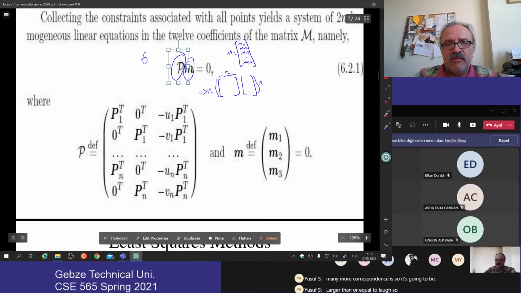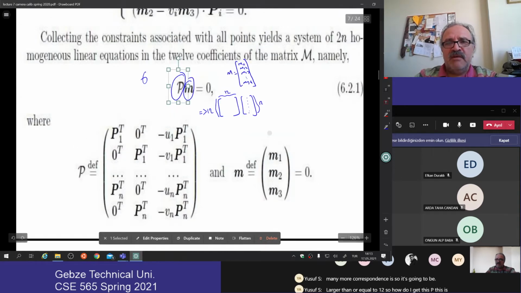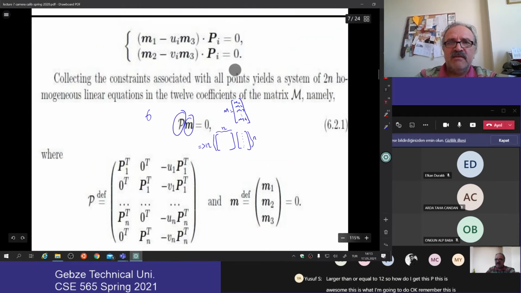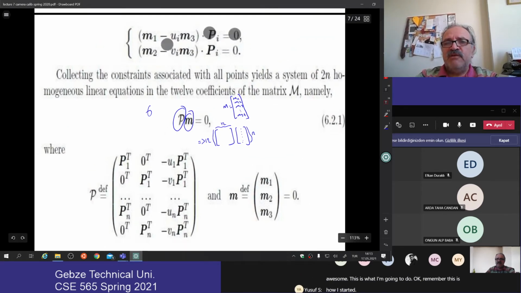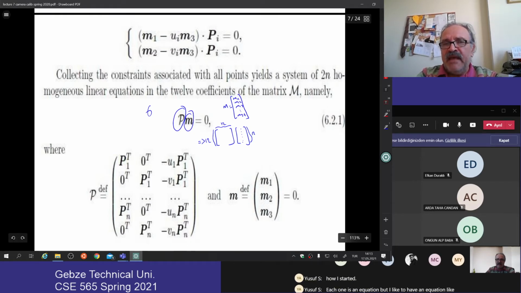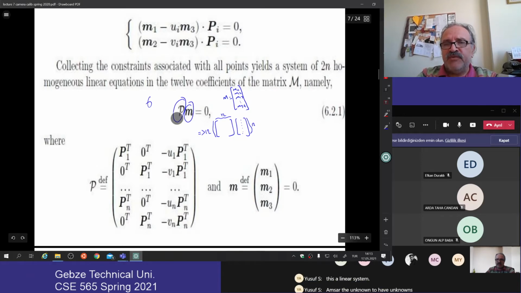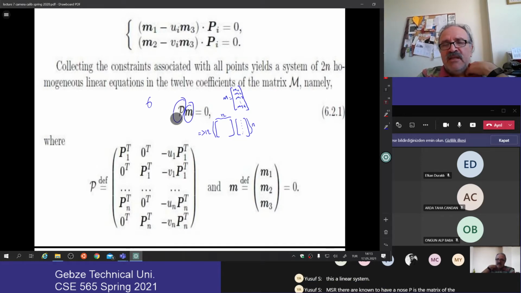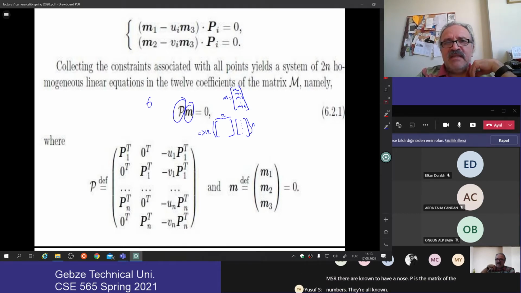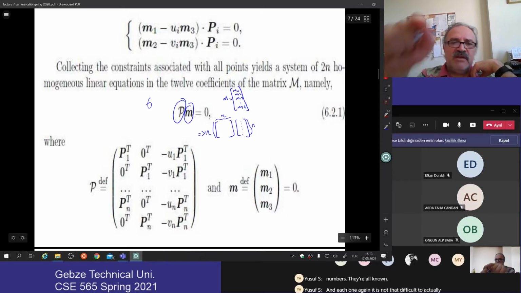This is what I'm going to do, okay? Remember, this is how I started. Each one is an equation, but I like to have an equation like this, a linear system. M's are the unknowns, 12 unknowns. P is the matrix of the numbers. They are all known. And it is not that difficult to actually figure that out from this equation.